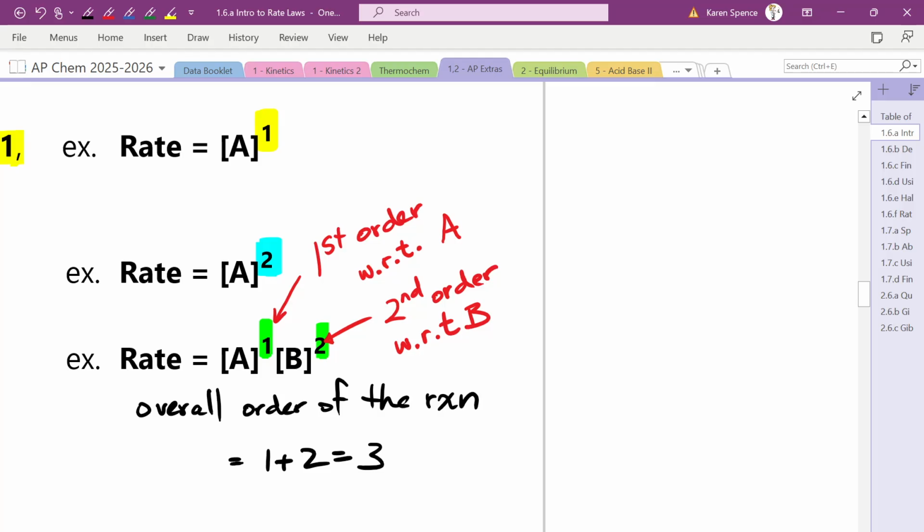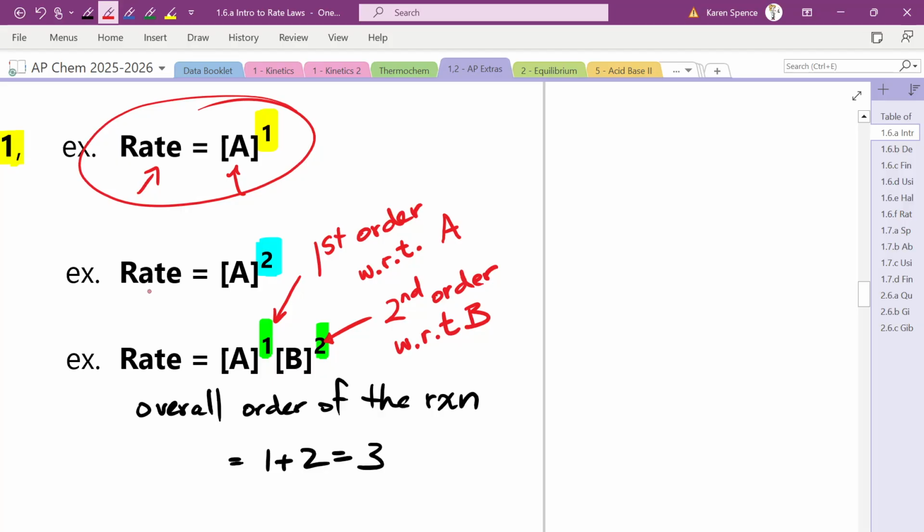So if you start thinking about what these numbers mean, if you had a first order equation, that means that as the concentration of A increases, the rate increases linearly. Yeah? Because it just goes as concentration of A increases, the rate increases, and it doesn't go as the square or anything fancy. So that's going to be a linear increase.